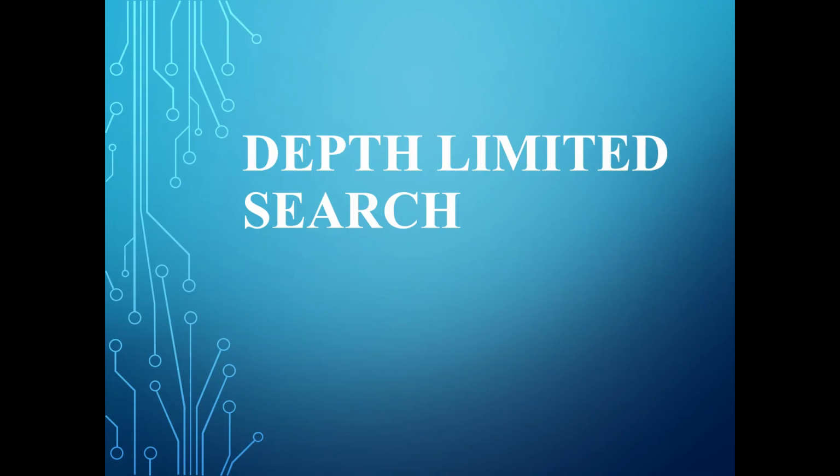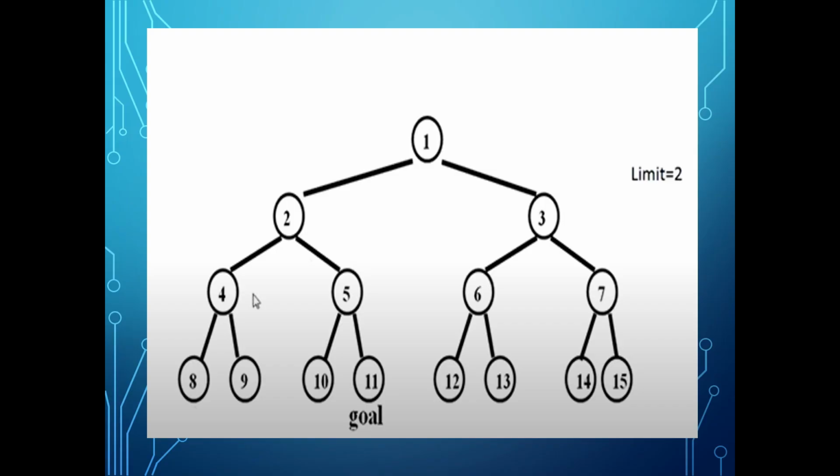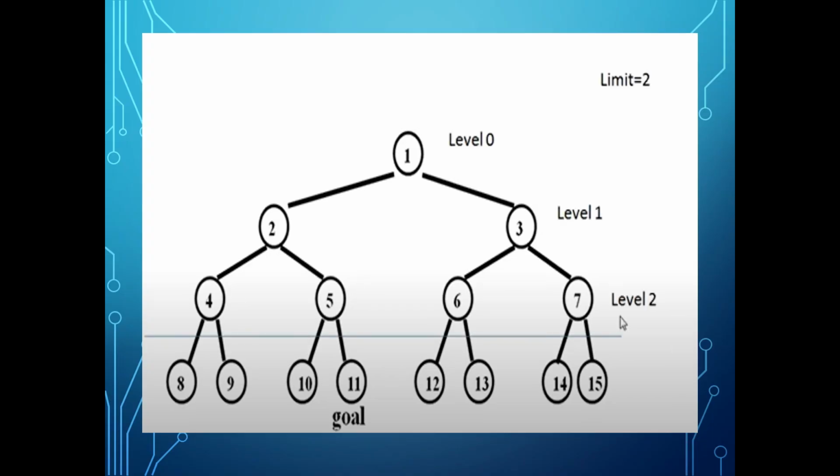Depth limited search. So depth limited search is a variant of DFS where a depth limit is imposed. Nodes deeper than the limit are treated as if they have no children. This prevents the search from going indefinitely into deep or infinite branches. So in this example, we have taken the limit as 2. So 1 is the start node and 11 is the goal node.